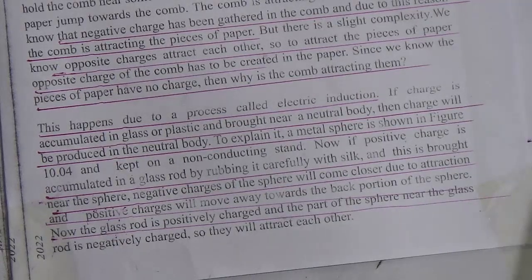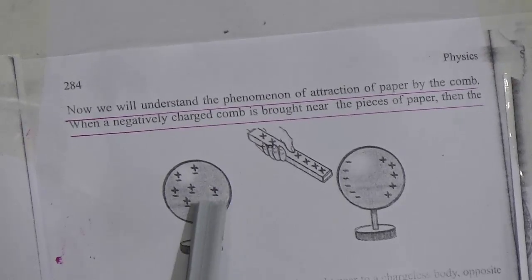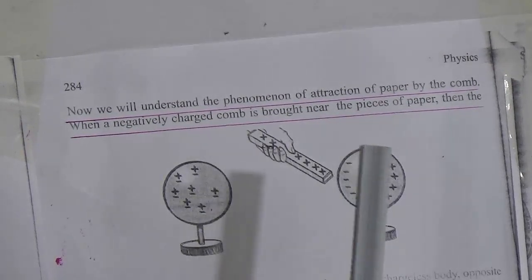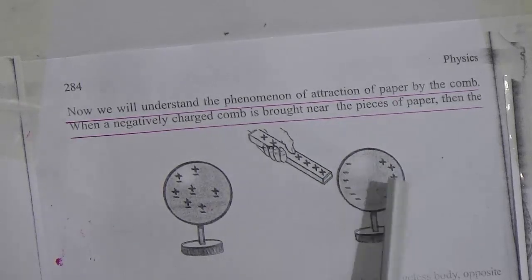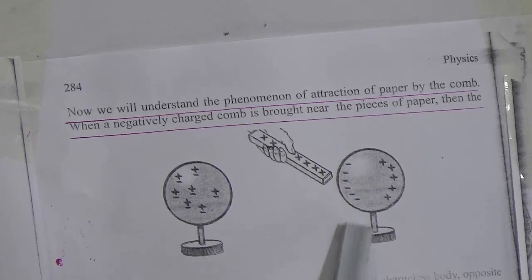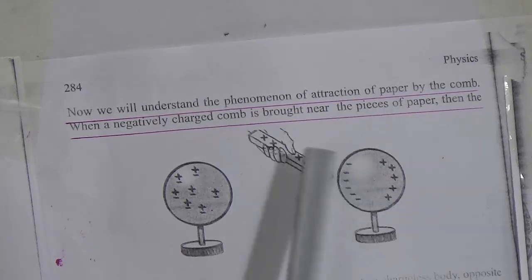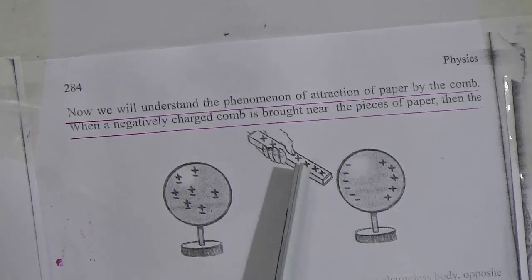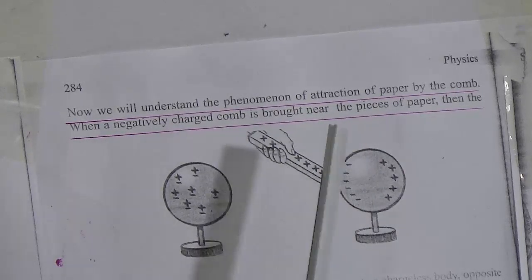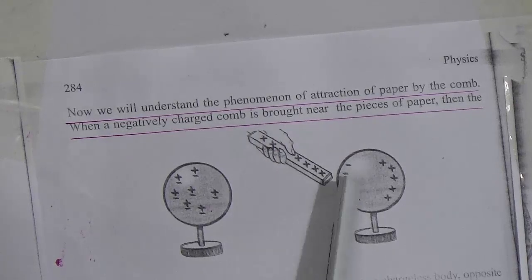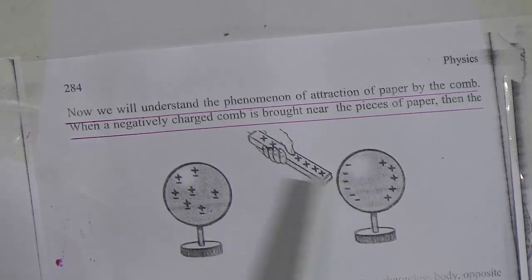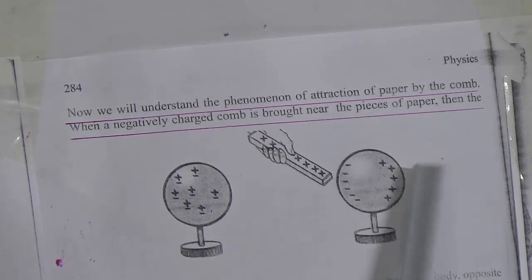My dear students, see this experiment in this figure. Here is a metal sphere, which is a chargeless body. If a glass rod is rubbed carefully with silk, it will be positively charged, and if we bring this positively charged glass rod towards the metallic sphere, then the near side of the sphere will be negatively charged and the positive charge will go away from here to the back portion.